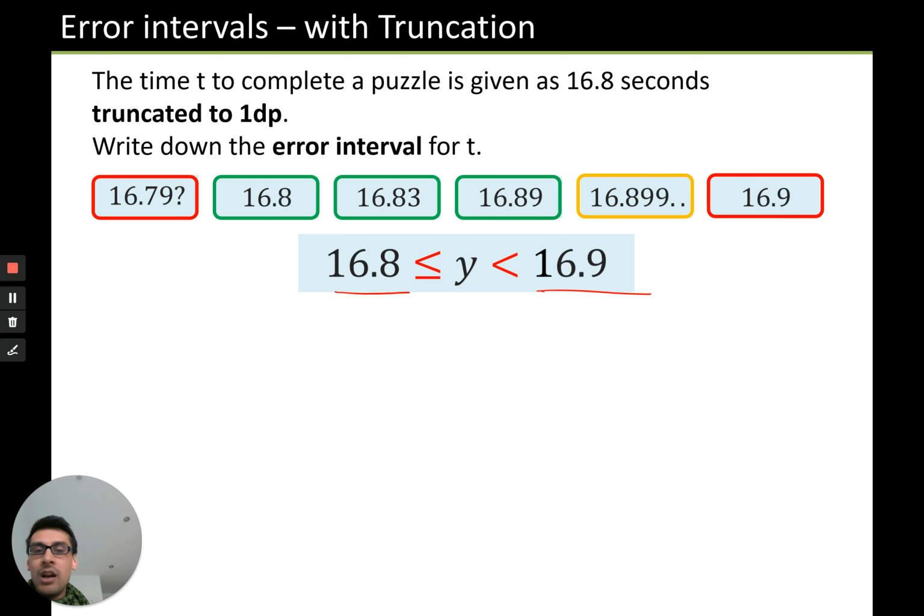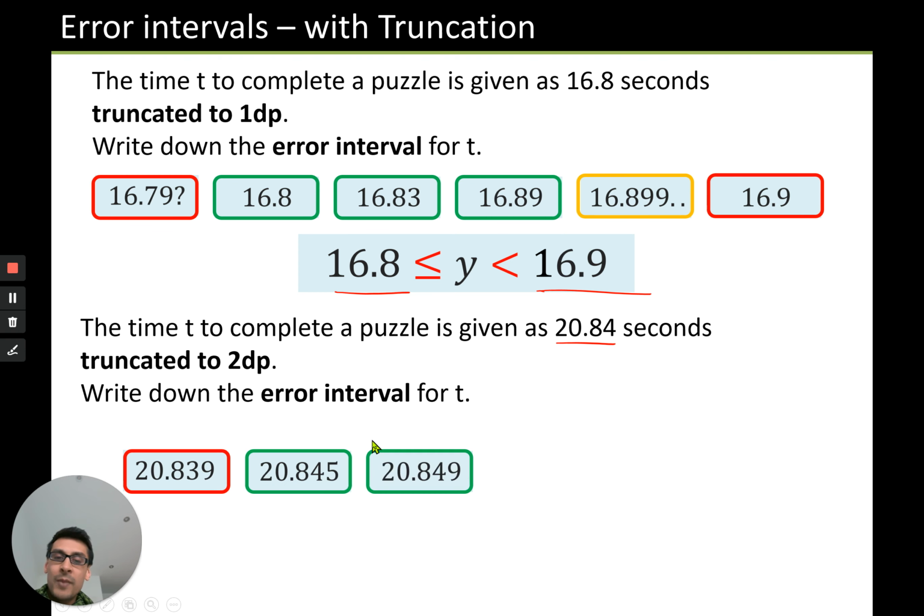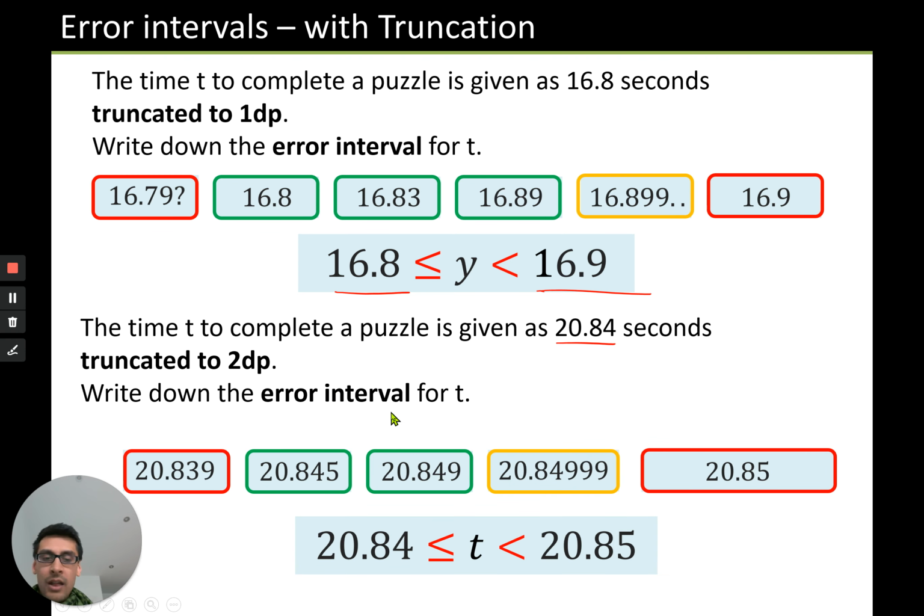Second example here, this has been truncated to 2 decimal places, so the lower bound must be 20.84. It doesn't matter what's after that, so 20.84 is going to be the lower bound. Now the upper bound will be 20.849999 recurring, which is essentially 20.85, but we're not including that. So then this is your lower bound, your upper bound, or overall together, it's your error interval for this question here.